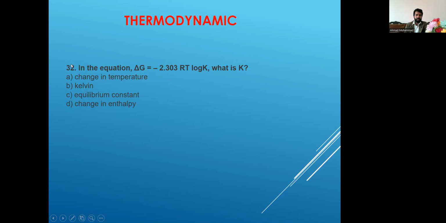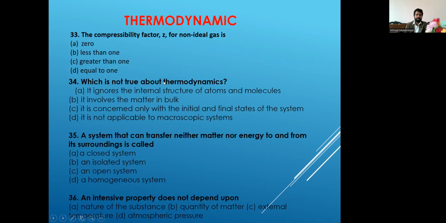And for question number 32, in the equation del H is equal to minus 2.303 RT log K, what is K? Actually, it can be a change in temperature or Kelvin, or option C is the equilibrium constant, and option D is change in enthalpy. So the right option is option C, equilibrium constant.